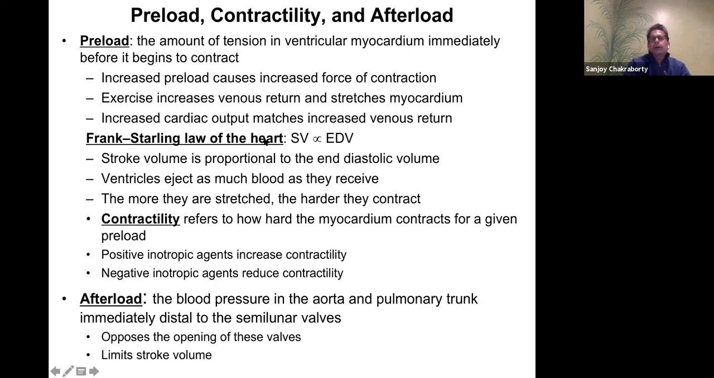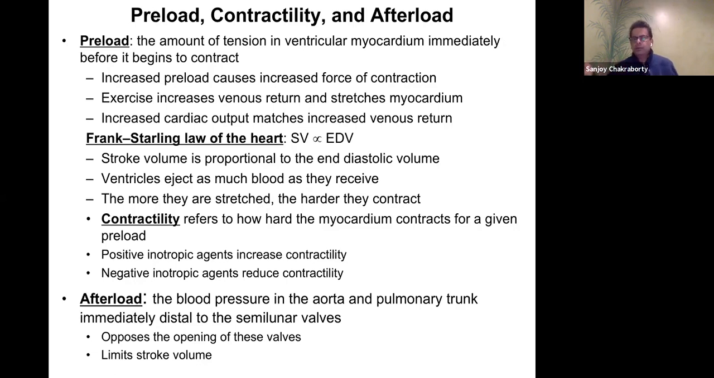Frank Starling law of heart, meaning the higher the EDV, the higher the stroke volume. In other words, if EDV is more, stroke volume is more. So let's learn it first. More blood comes in, more blood will go out. In a very easy way, you can say this: more in equals more out.